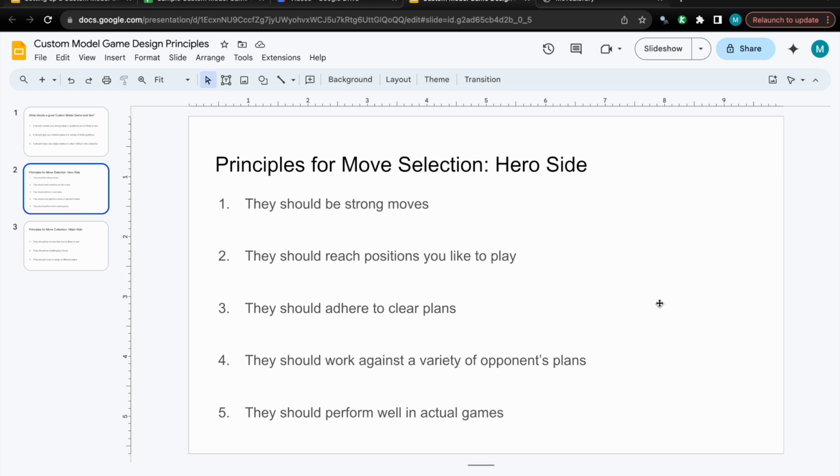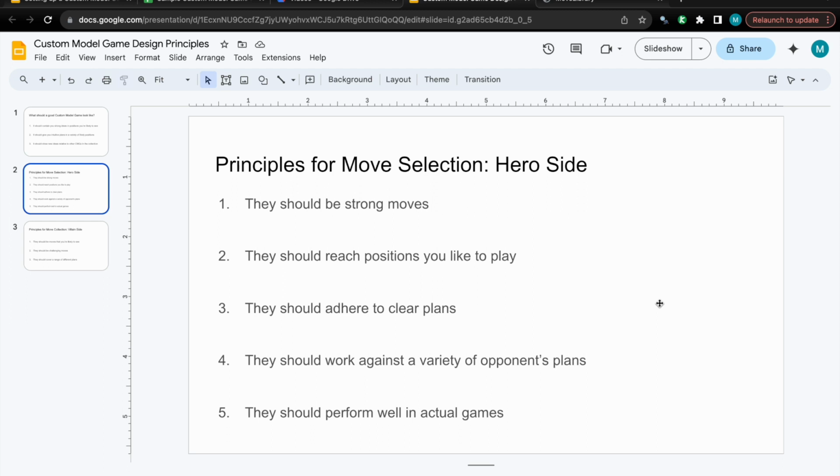So when we're looking at moves for the hero side, the side that you're trying to emulate, they should be strong moves. They should be good moves. You're going to be utilizing the engine a lot for identifying what's a good move. You're not trying to learn moves that are not good. But the second thing is that you should reach positions that you like to play. So this is really important.